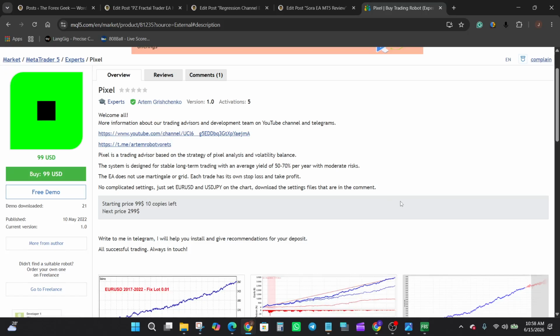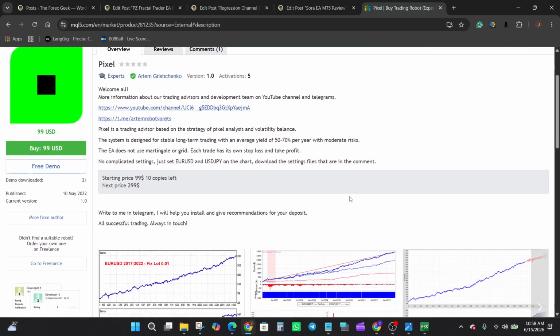Another interesting point on the marketplace page is the emphasis on simplicity. The developer mentions that there are no complicated settings and recommends using the EA on Euro USD and USD JPY. There is also a reference to downloadable settings files provided in the comment section, along with an offer to assist users with installation and account recommendations through Telegram.